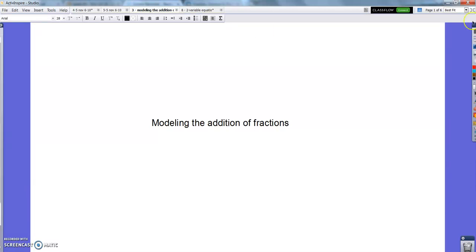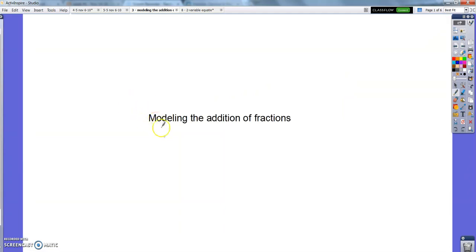Alright, 4th grade, welcome back. Today's mini lesson is on modeling the addition of fractions. So please write that as the title of your next blank page. Close your math notebook up, unpause, and concentrate with me.